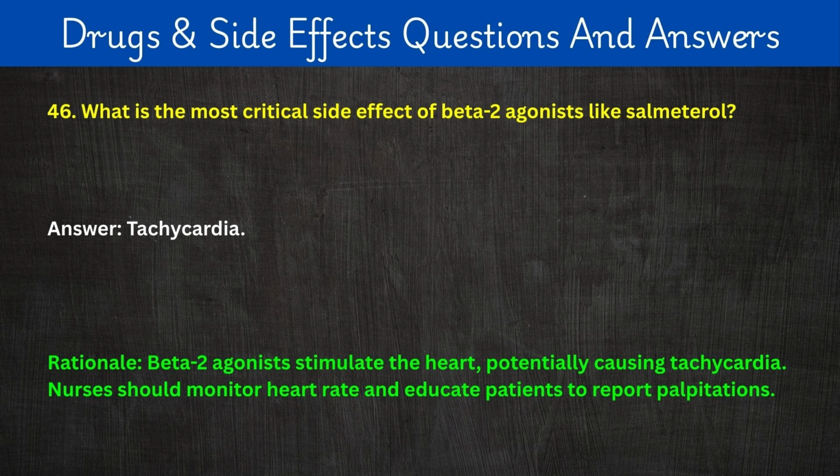46. What is the most critical side effect of beta-2 agonists like salmeterol? Answer: tachycardia. Rationale: beta-2 agonists stimulate the heart, potentially causing tachycardia. Nurses should monitor heart rate and educate patients to report palpitations.